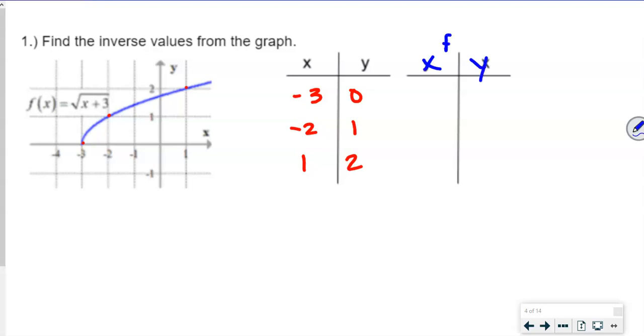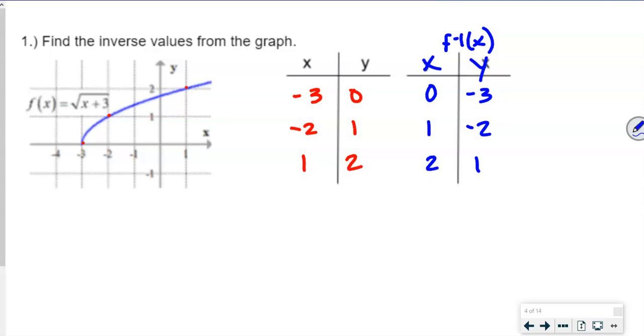Remember, this is our inverse function, so that's f to the -1 of x. So that means we're going to put our 0 here and our -3 there, our 1 and our -2, and our 2 and our 1. So we just swap the x and y.